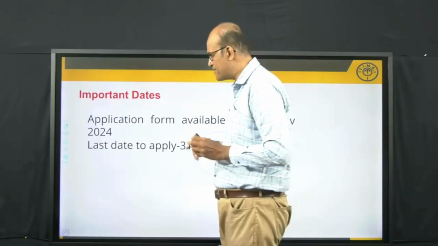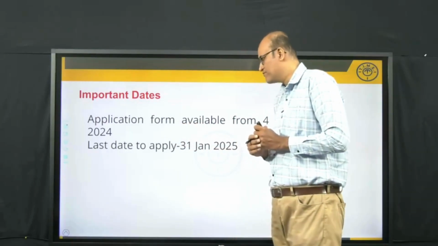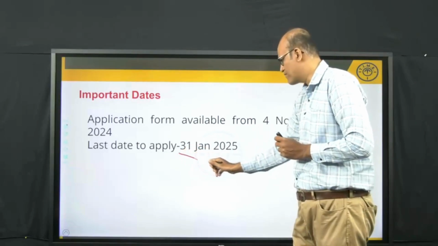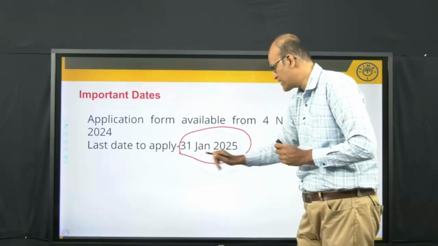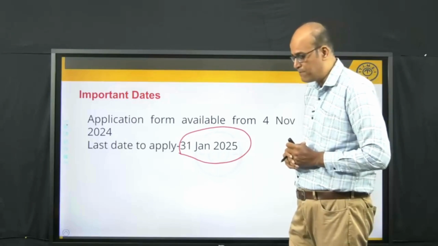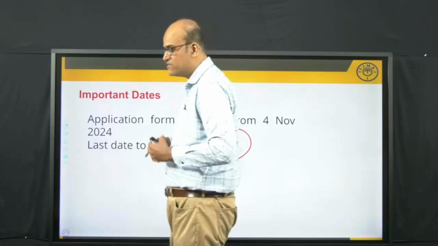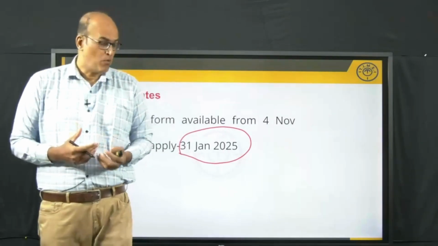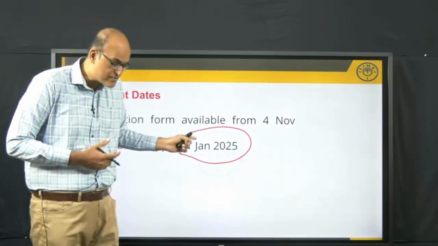Now, some important dates that you people need to be aware of. See, the application form is already available, but this point is very important. Check the last date for application. So, the last date for application, boys and girls, would be 31st of January 2025. Now, why is this date important? Why is this date crucial?